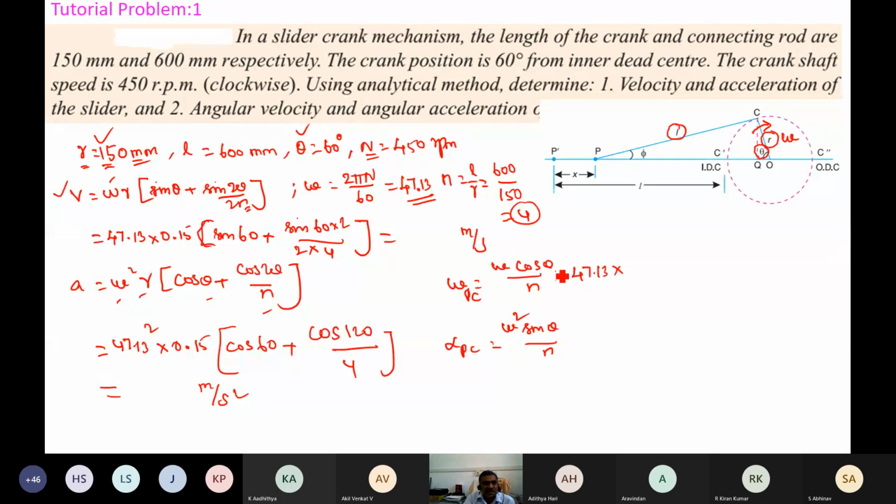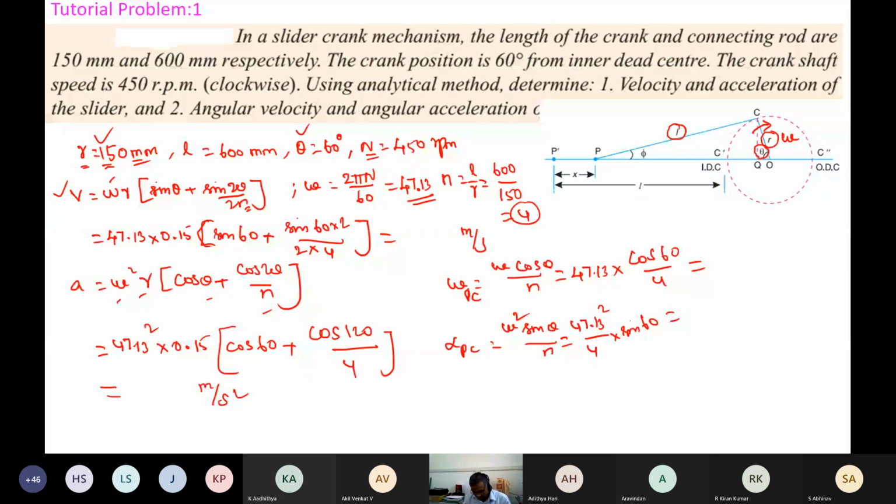47.13 multiplied by cos 60 by 4. This will give the angular velocity of the connecting rod. Similarly, angular acceleration of the connecting rod, that is 47.13 the whole square divided by 4 into sin 60. This will give the angular acceleration.